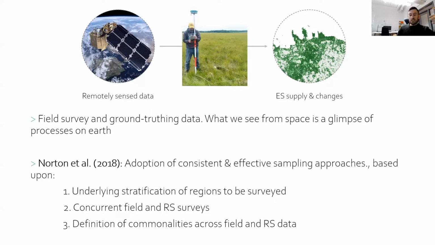Number two, it's very important that we find concurrency between field and remote sensing surveys. That means that the capturing of the remote sensing images and the field data should happen at the same time. It doesn't make sense if I go on the field in 2016, measure topsoil moisture, and then use a 2020 Landsat land surface temperature, because they simply don't match. And then we need to define commonalities across field and remote sensing data. So that means that we need to thoroughly think through what kind of remote sensing data actually fits my field survey data.